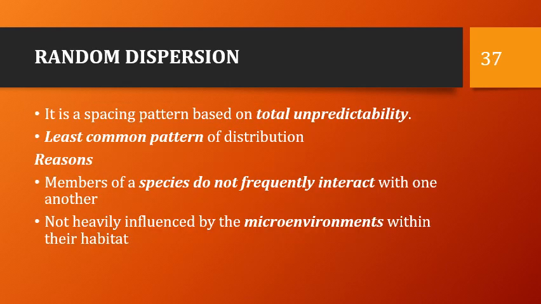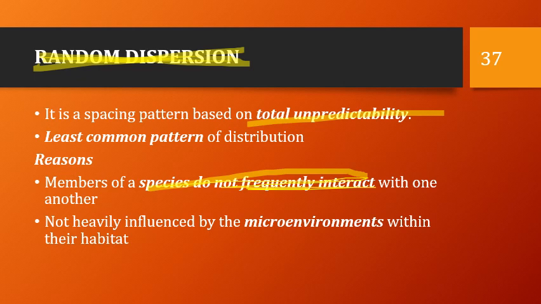Okay, we have here random dispersion. Kapag random, of course, random lang siya, pakalat-kalat. Parang mga gamit nyo sa bahay na nakakalat lang. Okay, it is a spacing pattern of total unpredictability. Least common pattern of distribution. And, of course, members of the species do not frequently interact with one another. Kasi nga, pakalat-kalat lang sila somewhere else, okay? Not heavily influenced by microenvironment within their habitat.